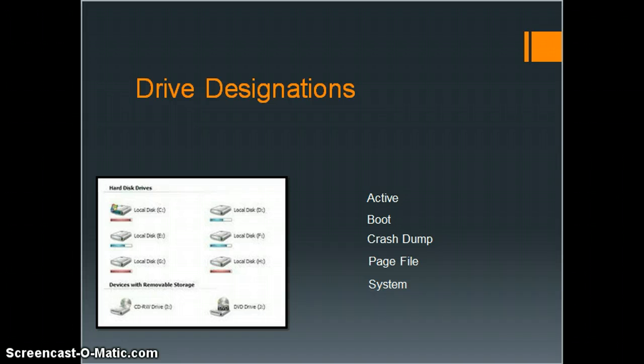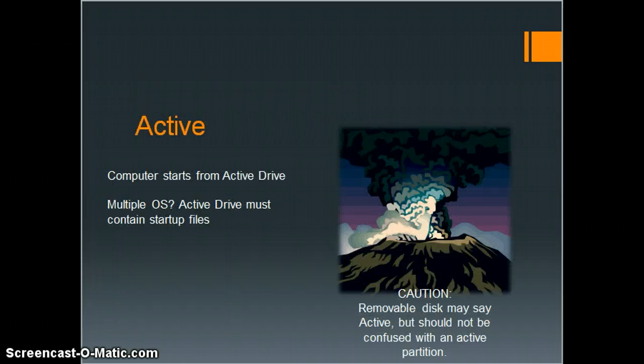The active partition or volume is the drive section from which an x86-based computer starts. If there are multiple operating systems available on the hard drive, the active drive section must contain the startup files for the operating system you want to start, and it must be a primary partition on a basic disk or a simple volume on a dynamic disk.